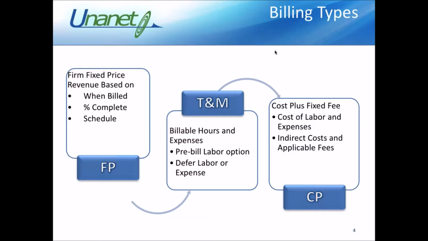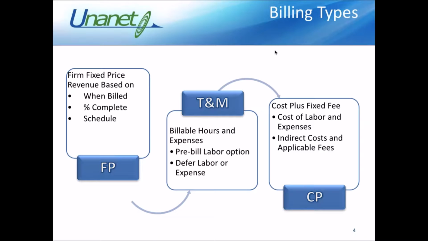For time and materials, it is billable hours and expenses. It's billable hours times the bill rate. And if you have expenses, we have the ability to have a markup on those expenses. So we can include that either at the overall Unanet instance or probably more appropriately at the project level and set up that markup for expenses.